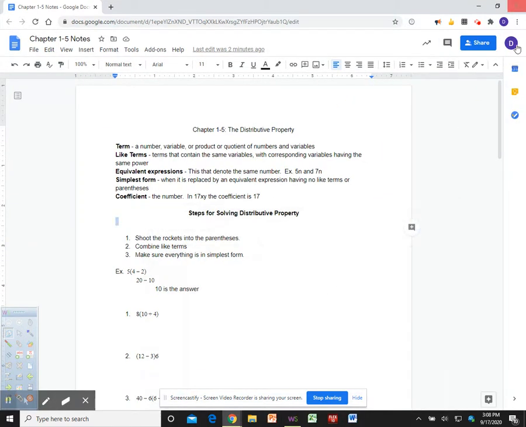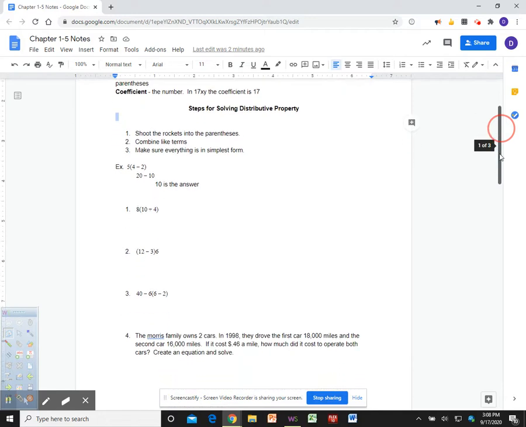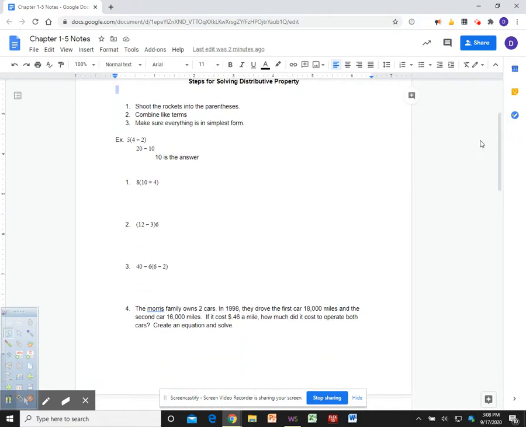Okay, we're going to talk about distributing for a little bit. Distributing, the steps. I call it shooting the rockets. Some people call it something different. It's how I was always taught, to call it shoot the rockets. So if I call it shoot the rockets, now you kind of understand. Then you're going to combine the like terms and make sure it's in simplest form.